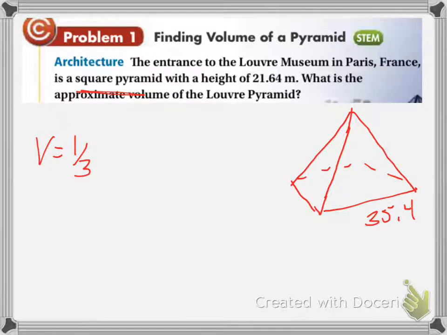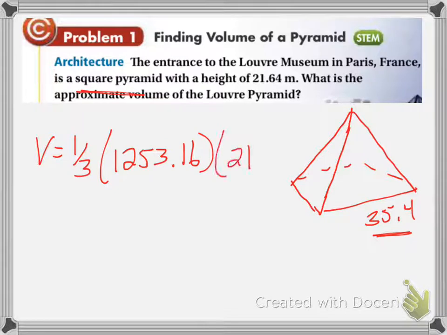which is going to give me 1,253.16. That's the area of my base. Again, you're just taking this times itself, okay, times my height, which they give me as 21.64. Okay, and like I said, just punch it in your calculator. You'll come out with approximately 9,039. And again, we're doing volume, so it's meters cubed.